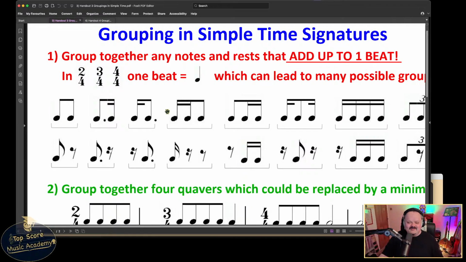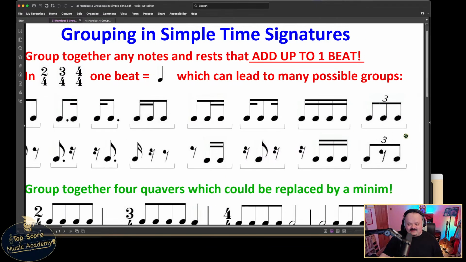So I just went through all of them there. And the triplet is the last one as well. 3 played in the time of 2. Anytime you see that in music, guys, a triplet just means 3 of whatever it's above. In this case, quavers. 3 quavers played in the time of 2 quavers.